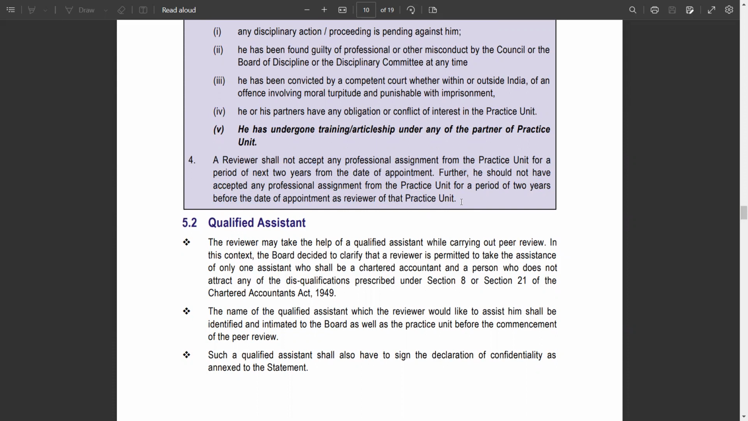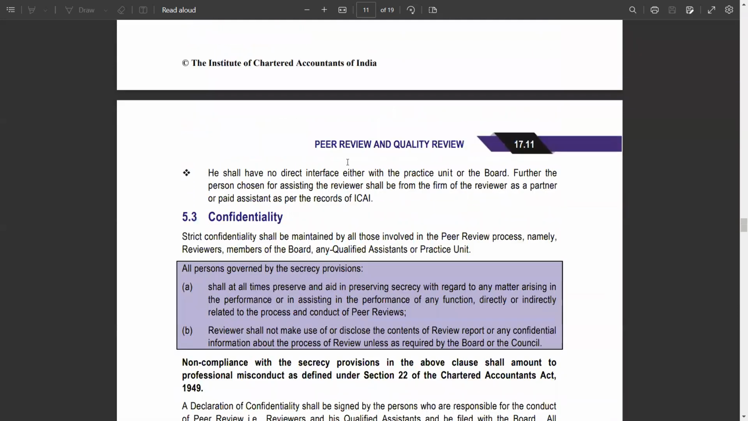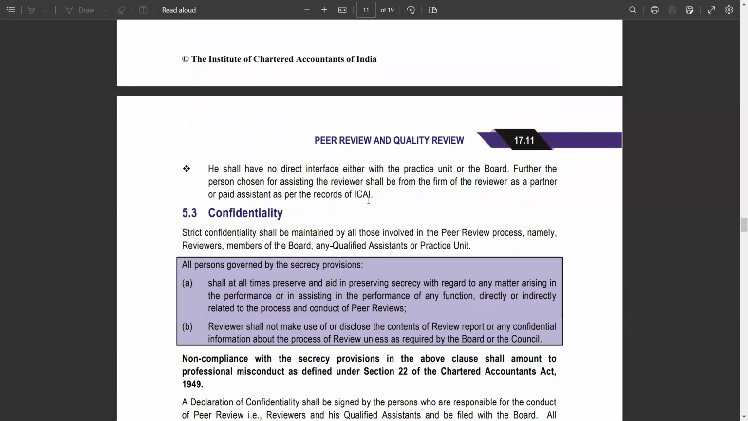Then the name is initiated by the board and the practicing unit before the peer review. His name should be communicated to the practicing board and practicing unit before the peer review, and he should also sign a declaration of confidentiality and shall have no direct interface with either the practicing unit or the board. He shall only report to the peer reviewer and should be from the firm of the reviewer as a partner or a paid assistant as per the records of the ICAI.